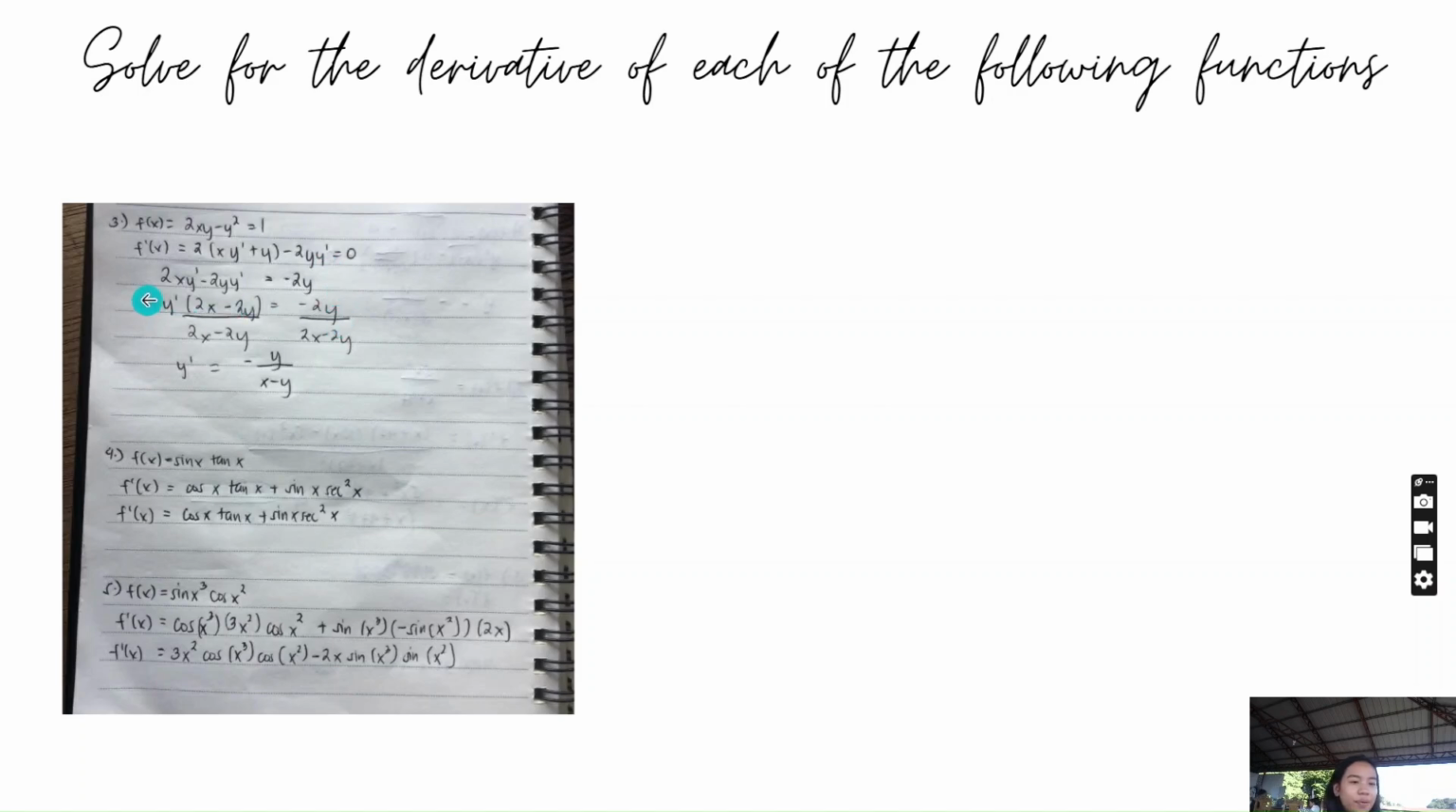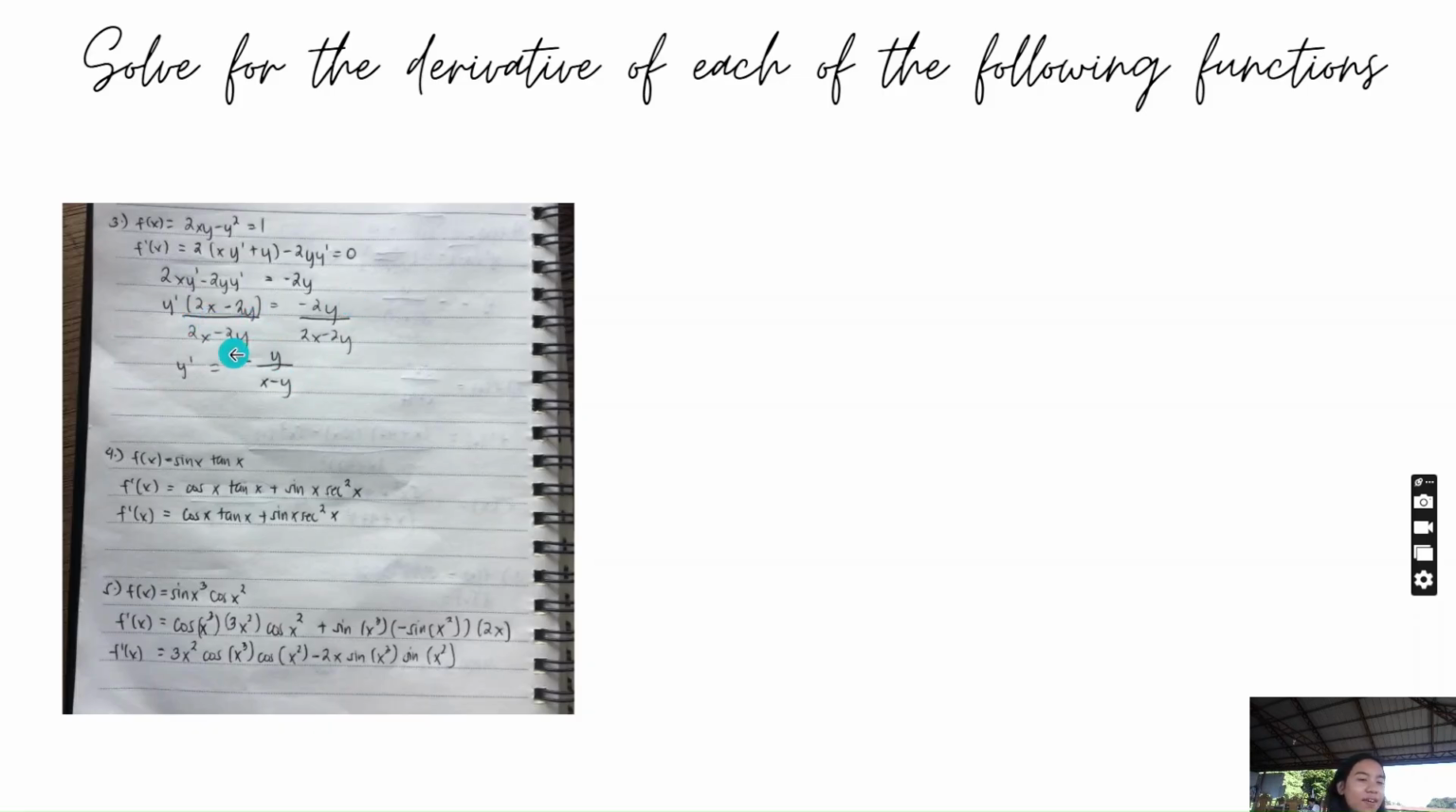And then we also have 2xy prime minus 2y prime. This is because this is from the multiplication of this one, 2 times xy prime, and then minus 2y y prime. And then we have just transposed the 2y on the other side. That's why it became negative 2y.